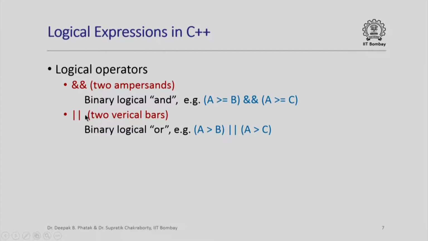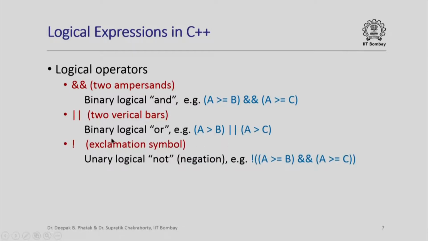I could use two vertical bars to denote the binary logical operator OR. For example, A > B || A > C. And I could use one exclamation symbol to denote the unary logical NOT operation, or the negation operation. For example, I could say !(A >= B && A >= C). The truth value of this is of course going to be exactly the opposite of A >= B && A >= C.